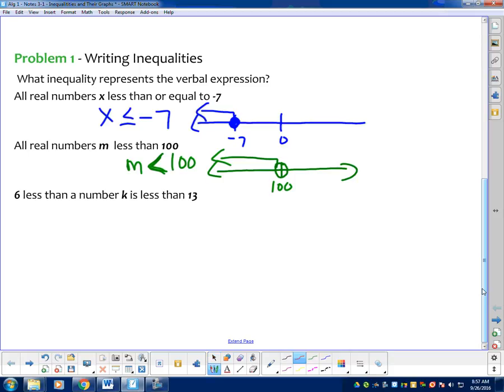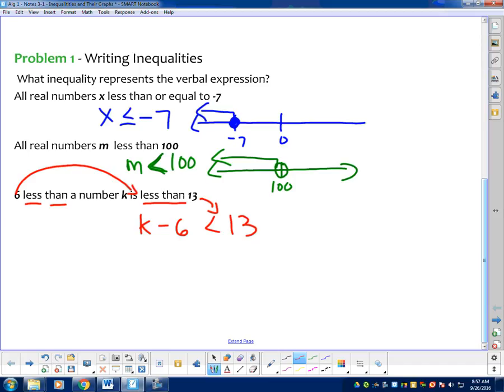6 less than a number k is less than 13. So it says 6 less than a number k. So k minus 6 is less than 13. This time we're writing it something like an equation here, but it says 6 less than. Remember the less than takes the 6 and puts it on the other end of the k. 6 less than a number k is less than, this less than is the inequality symbol, less than 13. And so that's my inequality.